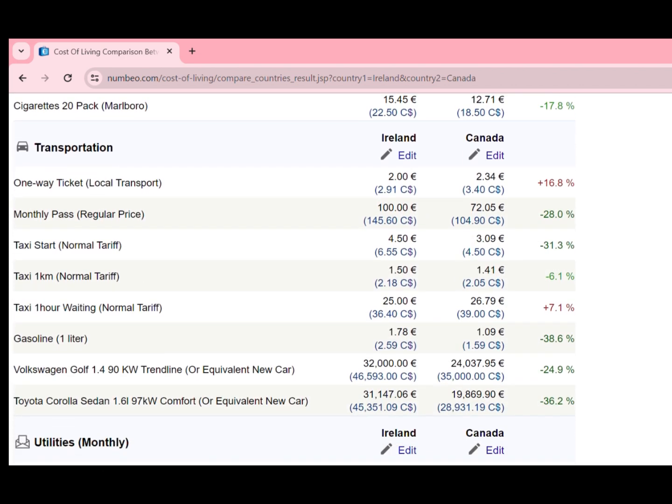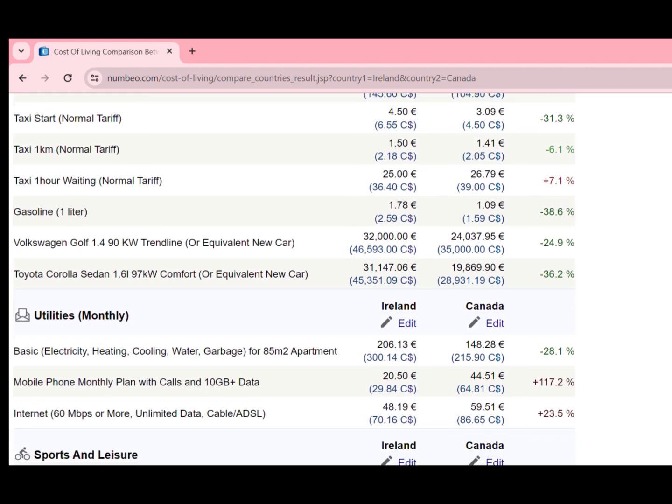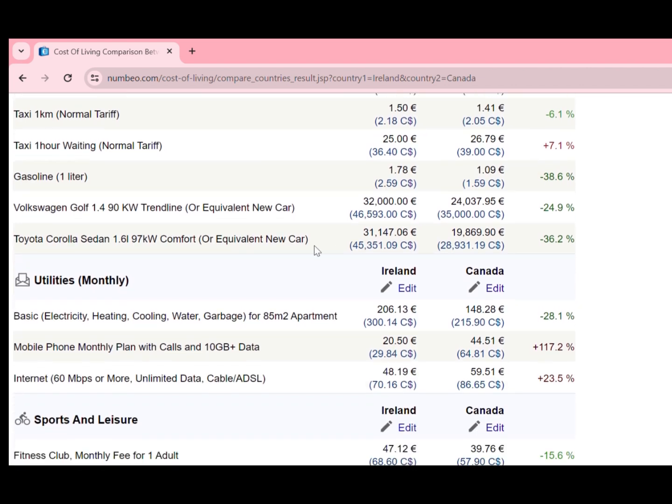And also let's look at transport. You can see transport here. A one way ticket, local transport, is €2 in Ireland, and in Canada it's 2.34. Okay, so buying a car, let's say a Toyota Corolla sedan, is 31,147 in Ireland, and then in Canada, oh wow, that's a huge difference. So Canada is actually very good in terms of buying a car. Wow, you can also see the Volkswagen. Wow, that is so good.